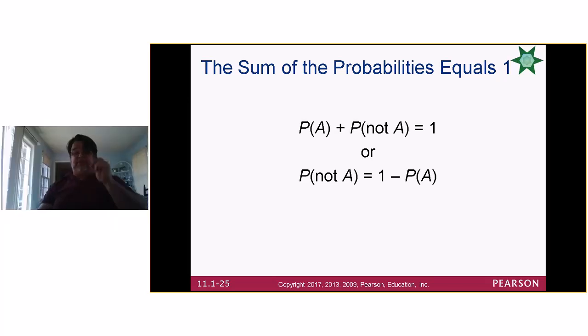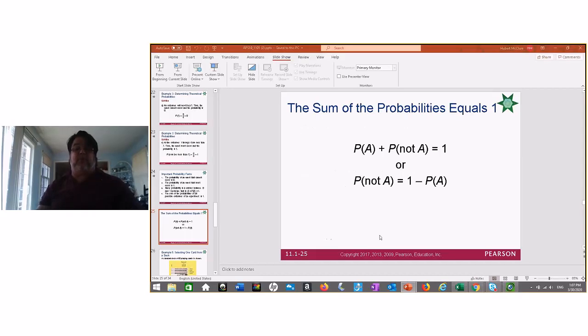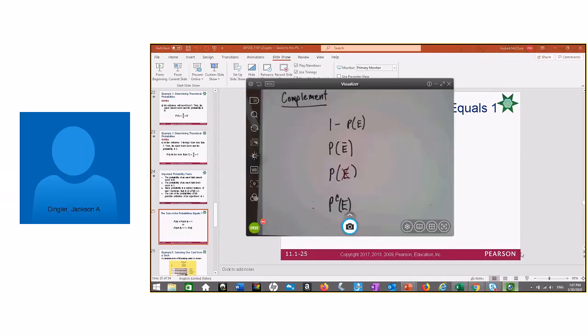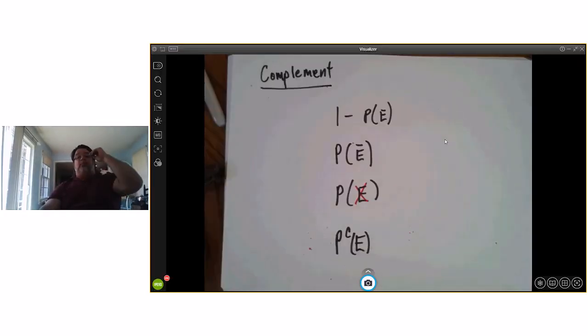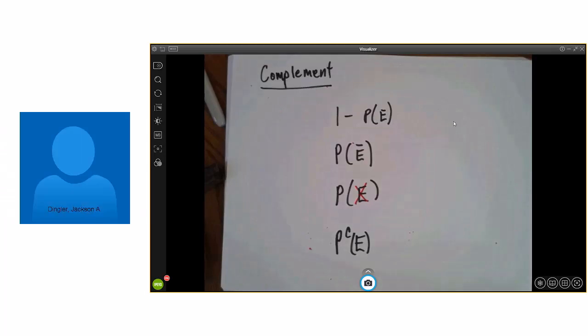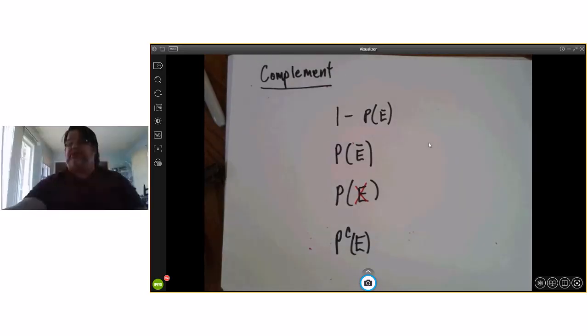Okay? Oops, I'm sorry. Can't see it. All right, write those down because those are different ways to write the complement. And again, if you've had probability and statistics before, you probably remember this stuff. And if you haven't, then I'm going over it for the first time for you.